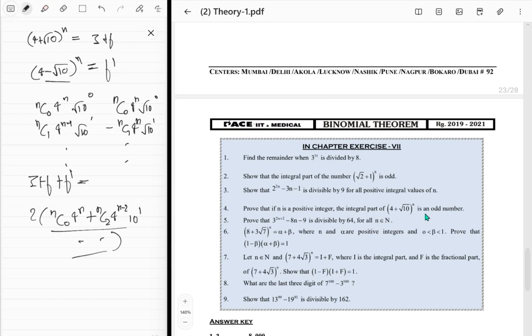So whatever this thing is, it's just an integer basically. So this whole thing is just an even number. What we have to prove is this is an odd number, right? The integral part of this thing is an odd number. So do the same thing.